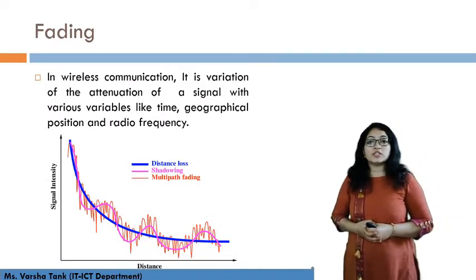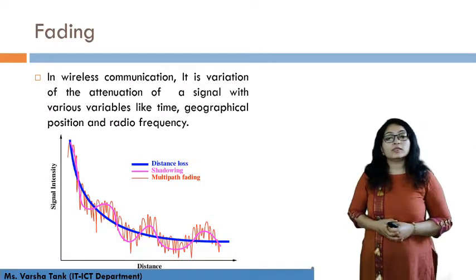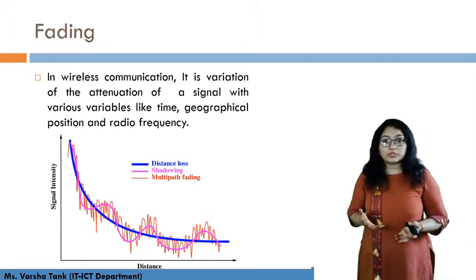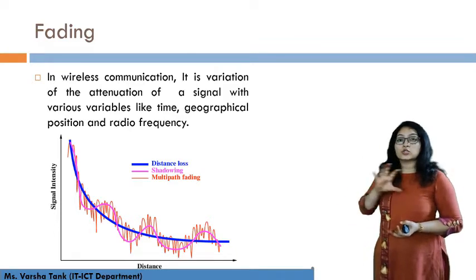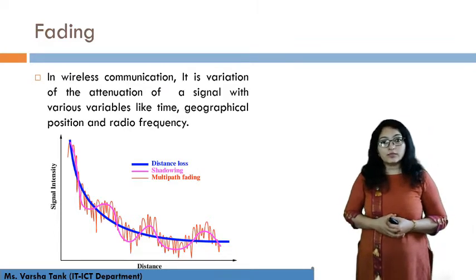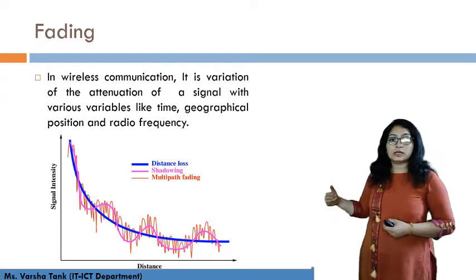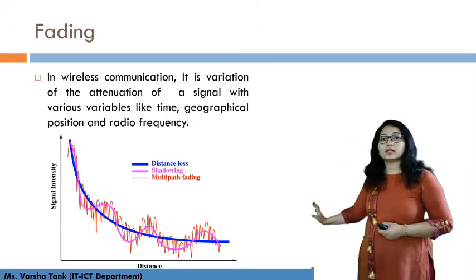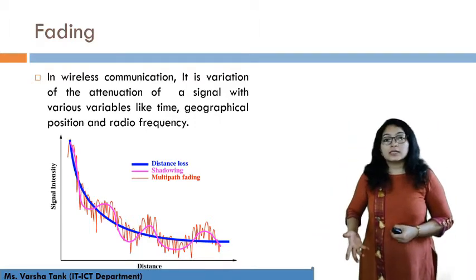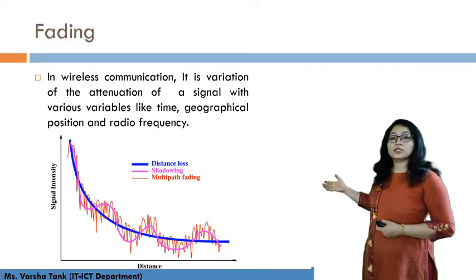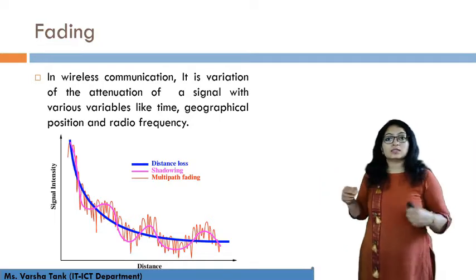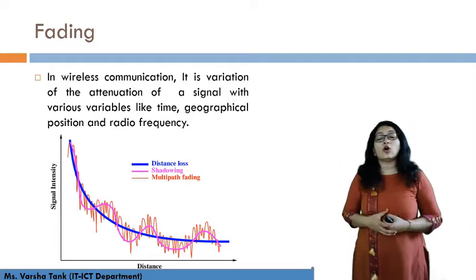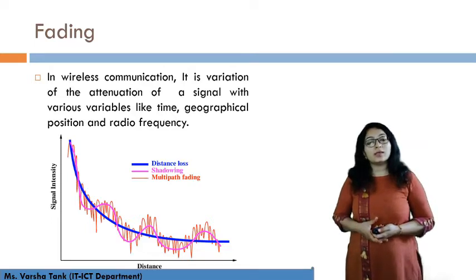In wireless communication, fading is the variation of the attenuation of the signal with variables like time, geographical position and radio frequency. Here you can see this is one signal, and because of distance loss, it loses its intensity. The pink color shows shadowing, and the red color shows multipath fading. These different kinds of effects on the signal are known as fading.